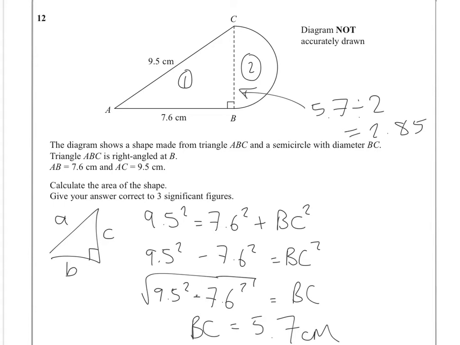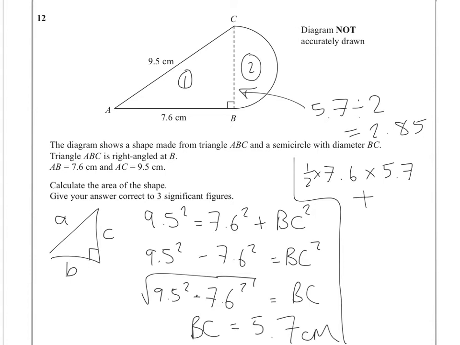So first off, the area of the triangle: half times the base, 7.6, times the height, which is 5.7. Perpendicular height, not diagonal height. So that's the area of the triangle.